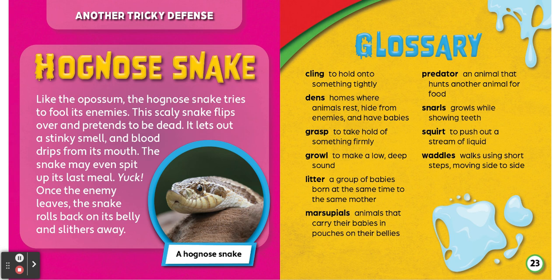Cling, to hold onto something tightly. Grasp, to take hold of something firmly. Growl, to make a low, deep sound. Litter, a group of babies born at the same time to the same mother. Marsupials, animals that carry their babies in pouches on their bellies. Predator, an animal that hunts another animal for food. Snarls, growls while showing teeth. Squirt, to push out a stream of liquid. Waddles, walks using short steps, moving side to side.